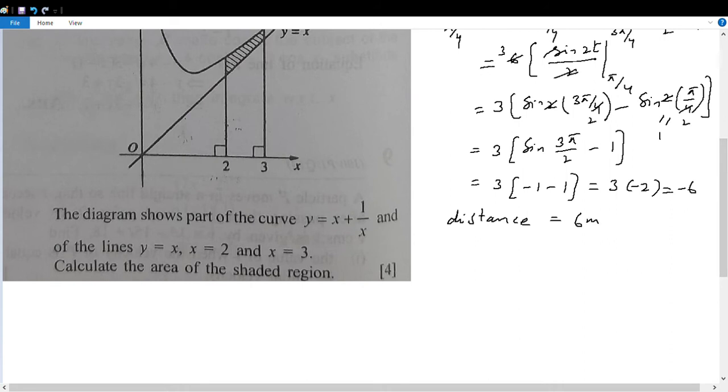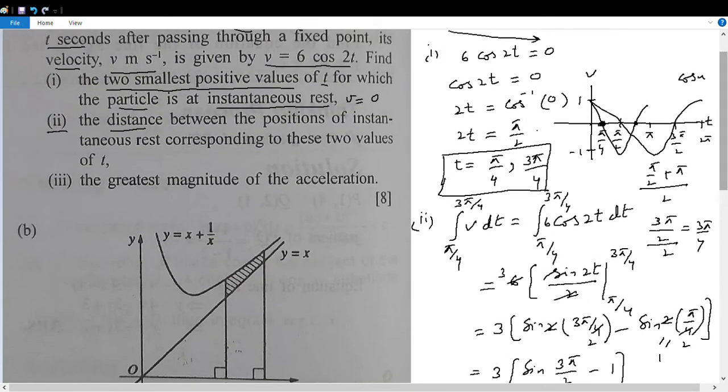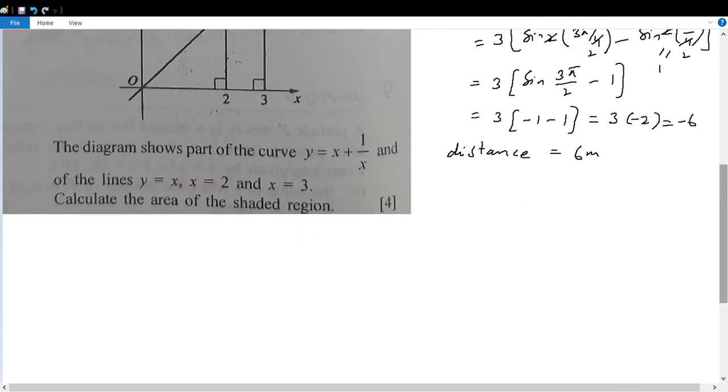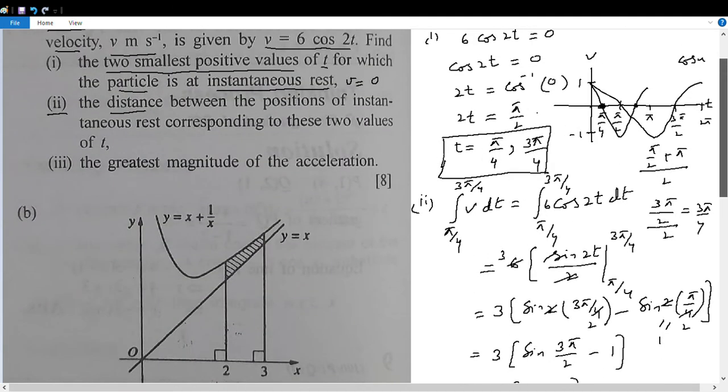Then the other part is the greatest magnitude of the acceleration. This part you have to first understand. Greatest magnitude means the greatest, how will we get it? Like when we will have the expression of d square a over dt... no, acceleration is dv over dt.